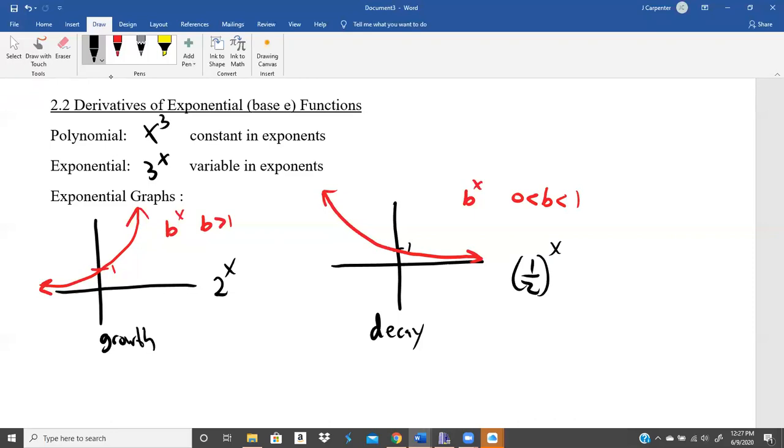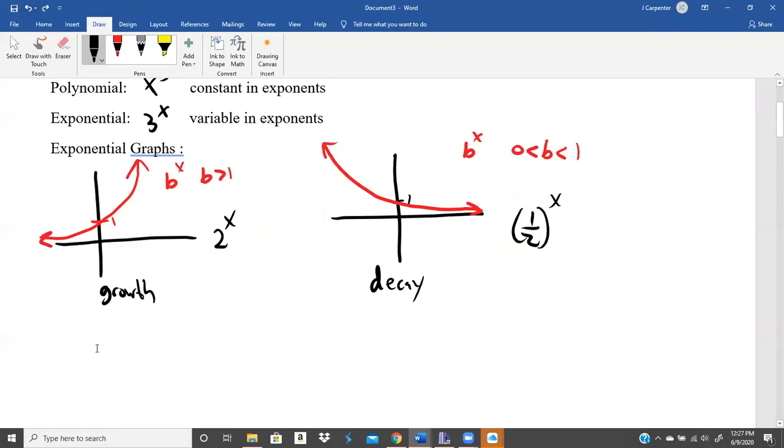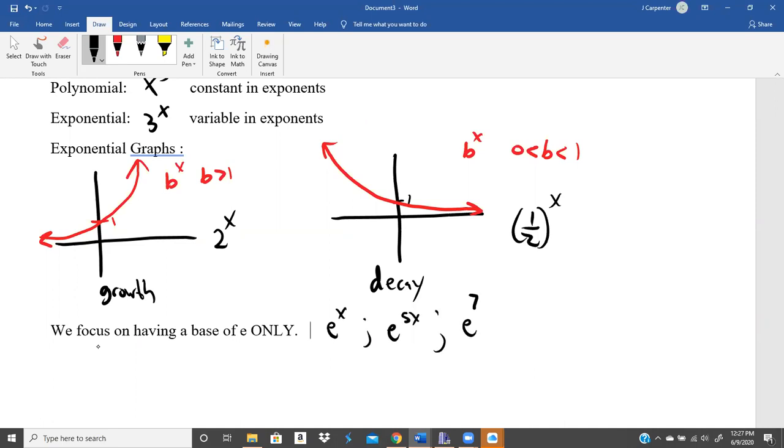Now, we're going to focus not on all of the different types of exponentials. We will focus on having a base of e. That is the critical component. So we focus on having a base of e only. So things like e to the x, or e to the 5x, or e to the 7x squared minus 3x plus 5, or you can have coefficients in front of these, 17 e to the 31x minus 10. These are the type of exponential functions we'll be looking at.